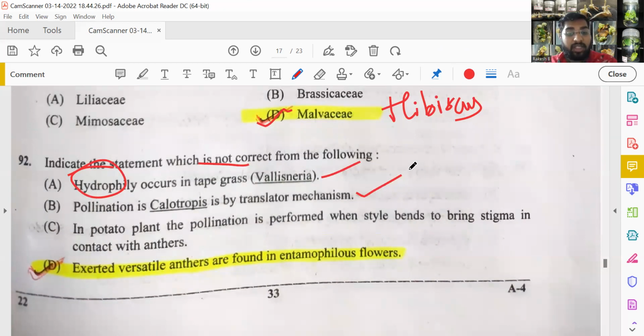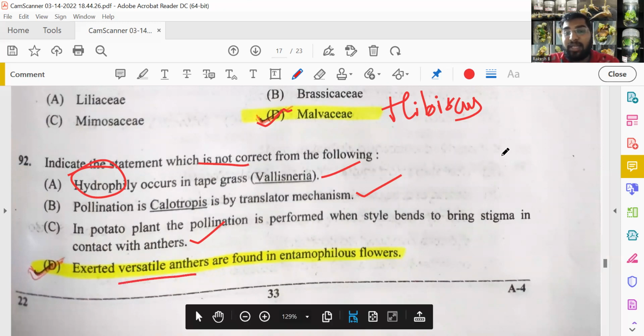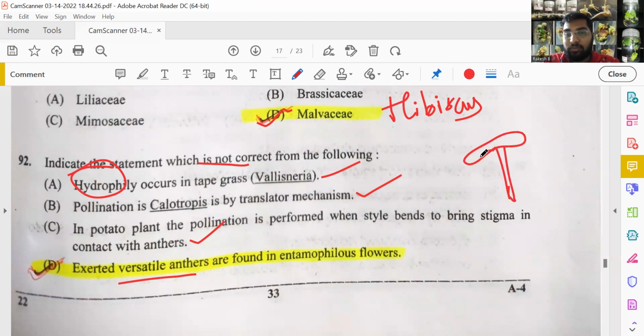In potato, the pollination is performed in spiral bends to bring the stigma in contact with the anthers. Self-pollination will occur, so this is also correct. But look here, even if you didn't know option C or option D, if you understand at least one simple concept, the versatile anthers. Versatile anthers are anthers attached on the filament like this, so they move up and down like this, as in grasses. They are not found in entomophilous flowers. They are found in anemophilous flowers.